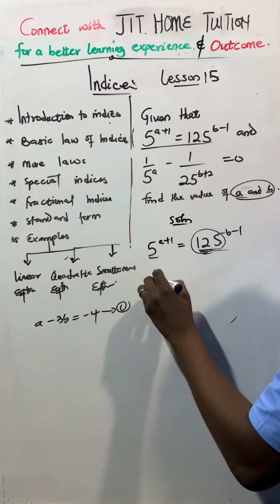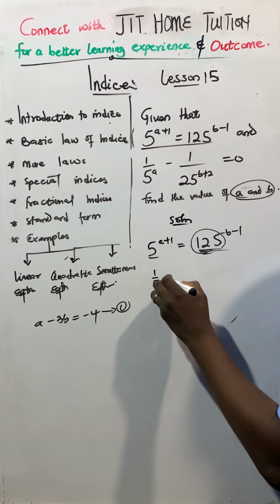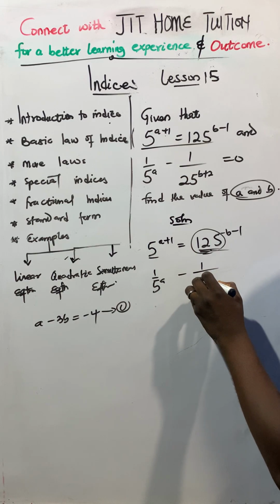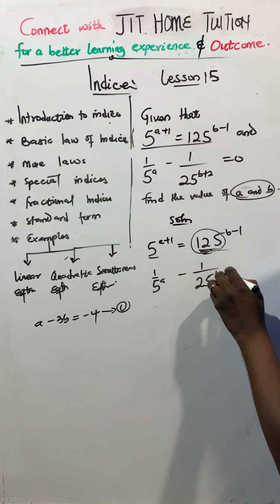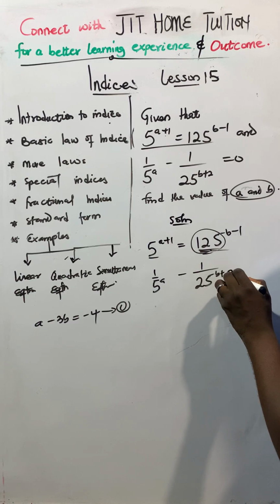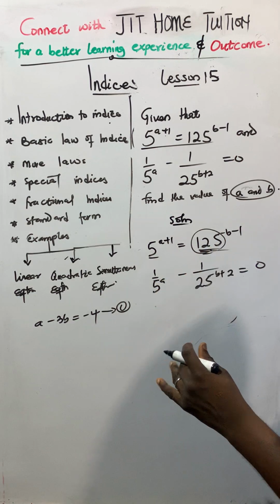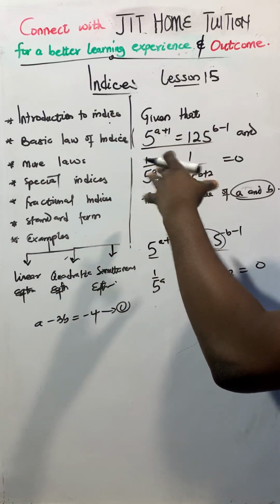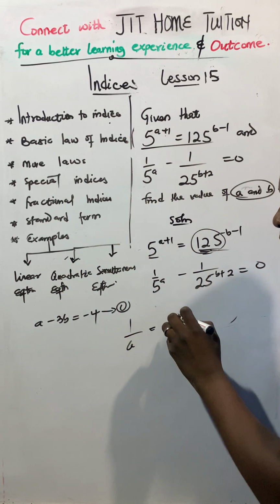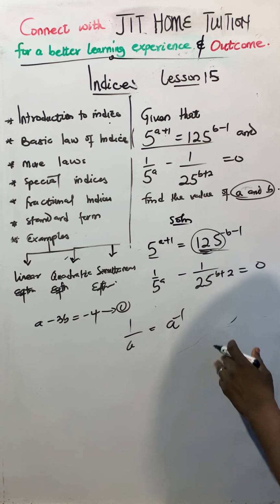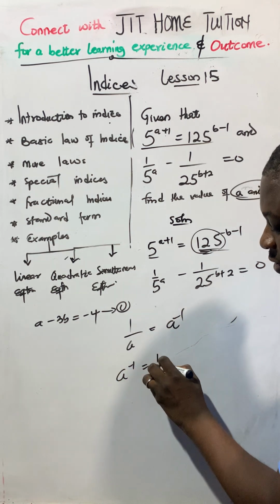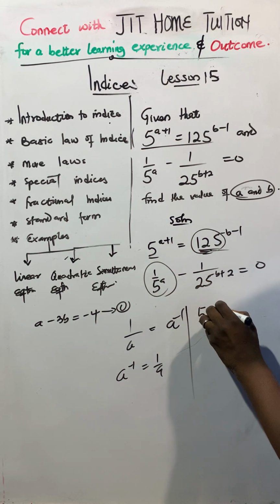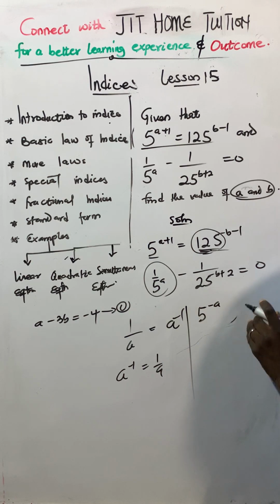Now this side is negative 1 over 5 exponent a minus 1 over 25 exponent b plus 2 equal to 0. So from here, one of the principles, when we're looking at our laws concerning this, is we said that when you have 1 over a, it's the same as a exponent negative 1. Meaning that when you have a exponent negative 1, it's the same as 1 over a. So with that understanding, what you have here could be written as 5 exponent negative a.